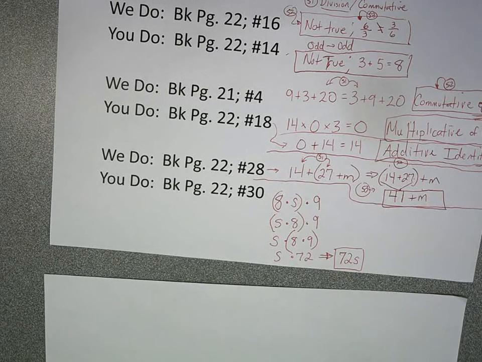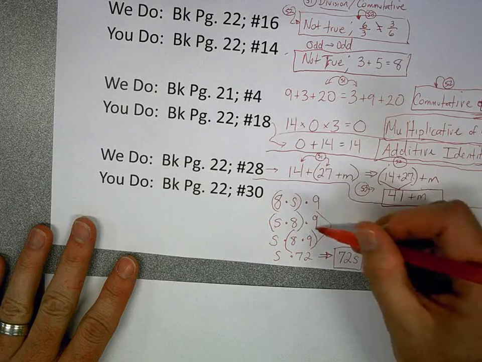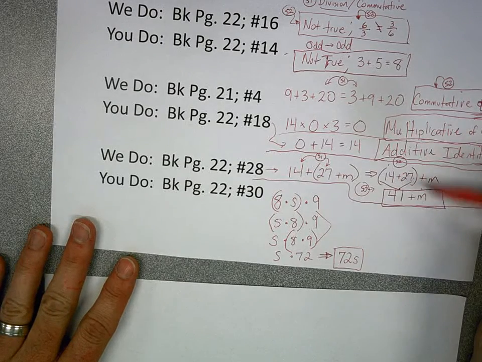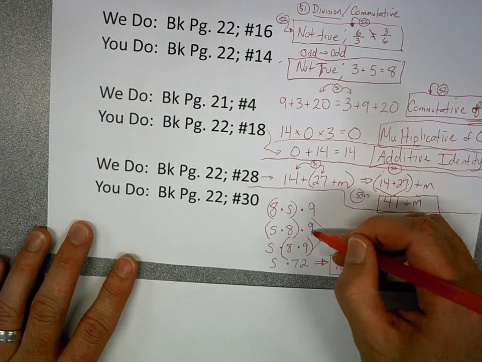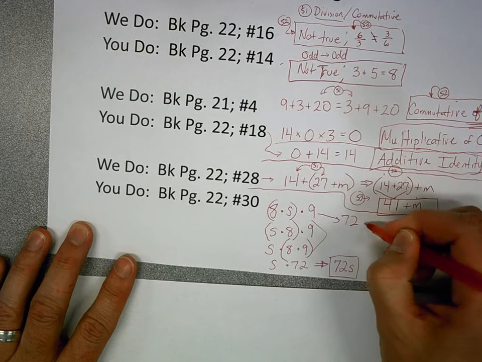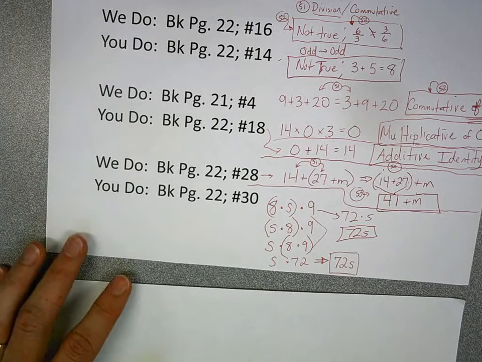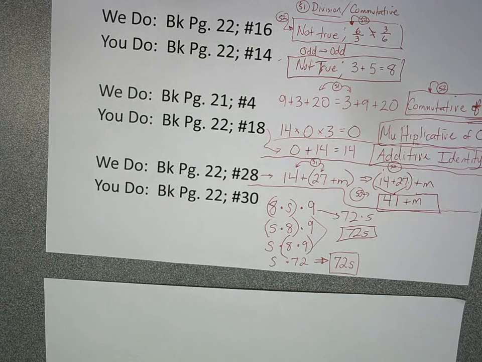Okay, questions? What if we just put the 8 and the 9 in the times? That's what I was saying earlier. If you just did those two in your head, and you went straight from 8 times 9 to 72 times s, as long as you end up with 72s, I'm okay with that. Okay? So can the answer be 72 times s?